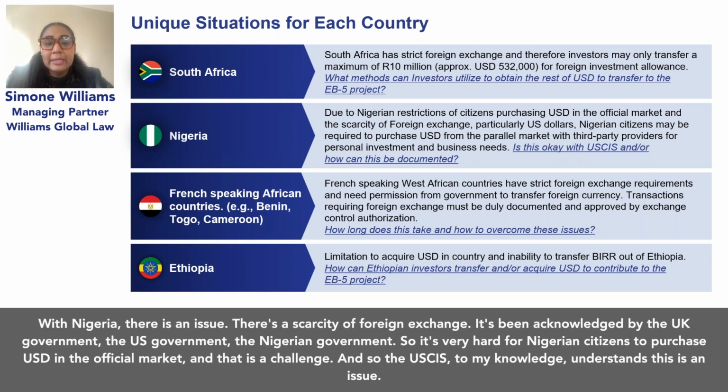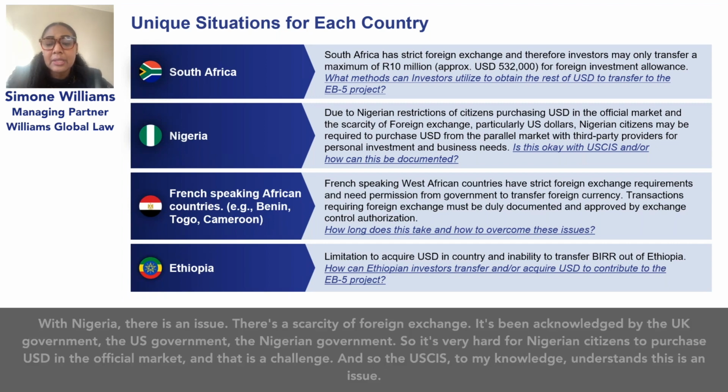With Nigeria, there is an issue. There's a scarcity of foreign exchange. It's been acknowledged by the UK government, the US government, and the Nigerian government. So it's very hard for Nigerian citizens to purchase USD in the official market. And that is a challenge. And so the USCIS, to my knowledge, understands this is an issue.